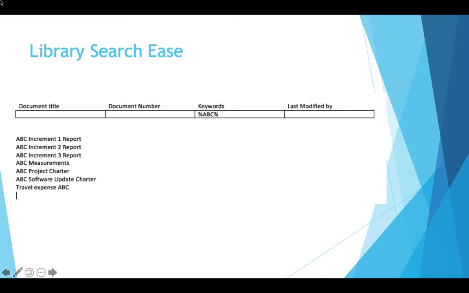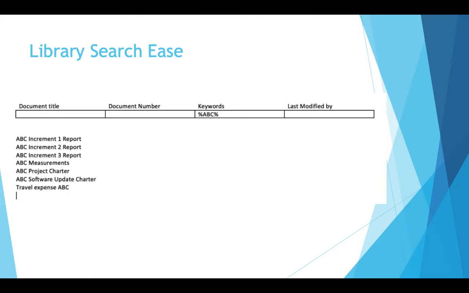So here's an example of a very simplified version of our SharePoint library search. As it stands, we have the option to search for a document by title, document number, keywords, or the person it was last modified by. In the example, I have used ABC as a keyword, but really how we're going to have it set up in the back end of our document record is that you will be able to search for ABC, increment, any of the numbers, report, measurements. Each individual word will be searchable, and each of those documents will be grouped.